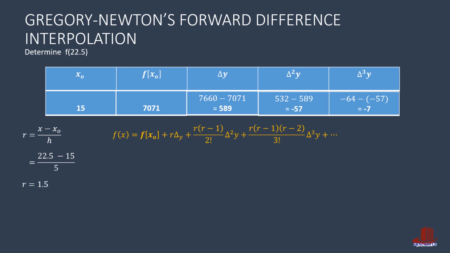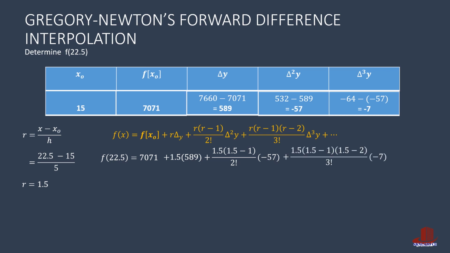R is 1.5. Plug this value into the equation and start with f of 22.5 as 7071, plus the next term which is 1.5 times 589. Then 1.5 times 1.5 minus 1 times delta squared y, which is negative 57, all over 2 factorial. Then 1.5 times 1.5 minus 1 times 1.5 minus 2 times negative 7 all over 3 factorial.